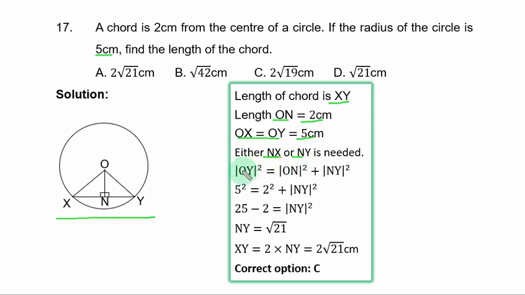So let's consider one of the triangles, and you have OY. That is triangle ONY. The hypotenuse or the radius is OY. You square it, equal to sum of squares on the other two sides. That gives this result. You have 25 minus 4 equal to NY all squared. The square of 2 is 4, so you take it to the left, it becomes minus. Therefore, NY is equal to square root of 21. SY is 2 times NY, that is 2 root 21 centimeters. The correct option is A.